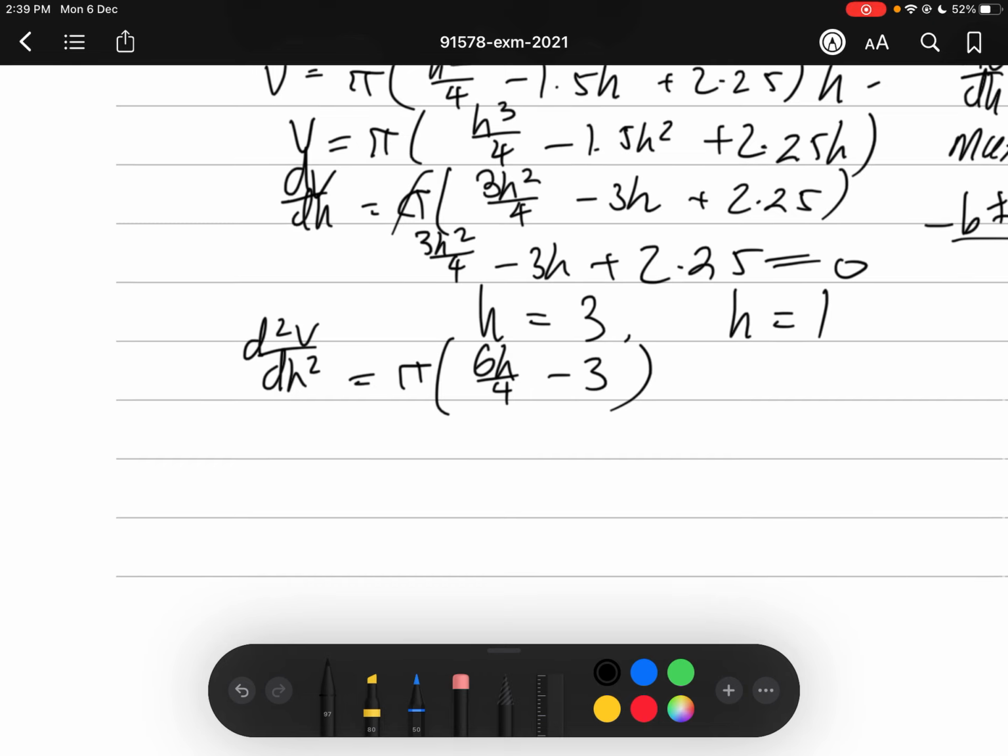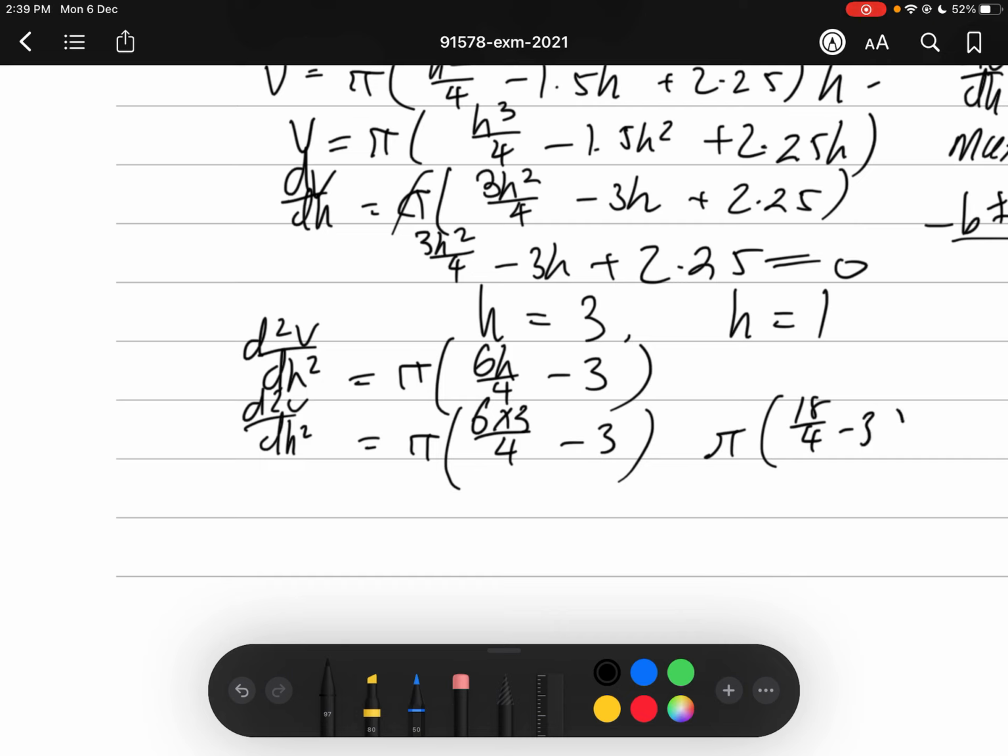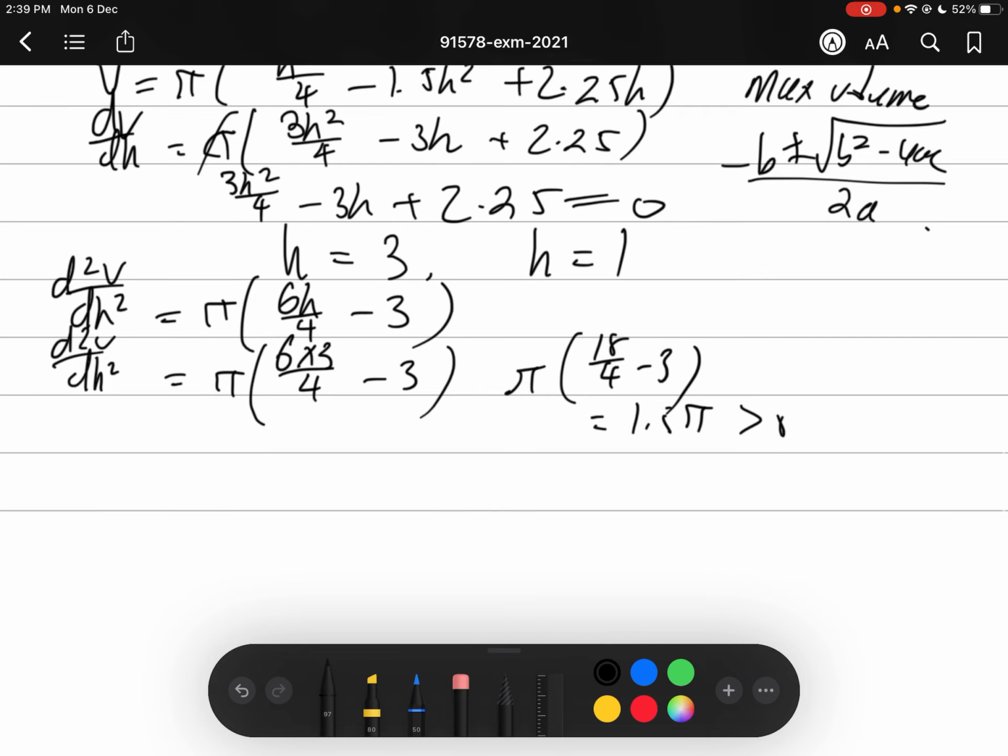Let's try h equals 3 first. So this will be equal to pi times 6 times 3 over 4 minus 3. And that is equal to pi times 18 over 4 minus 3. And that is equal to 1.5 pi. So this is greater than 0. So by the second derivative test, this must be a minimum.